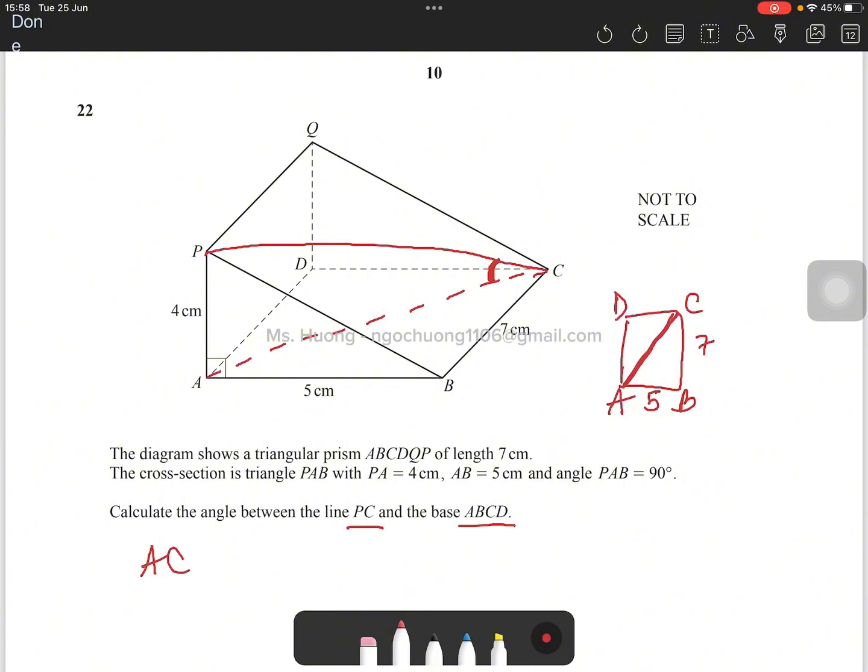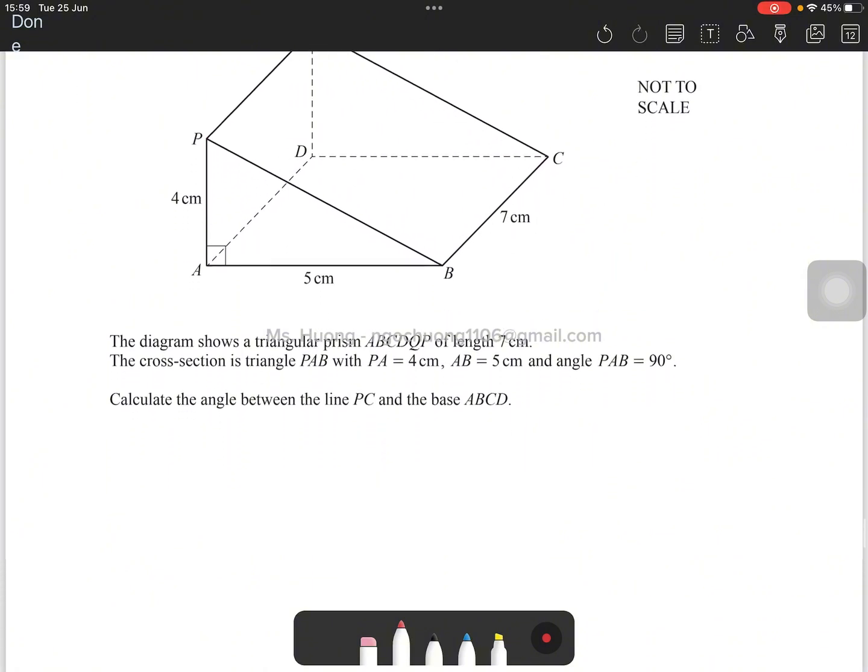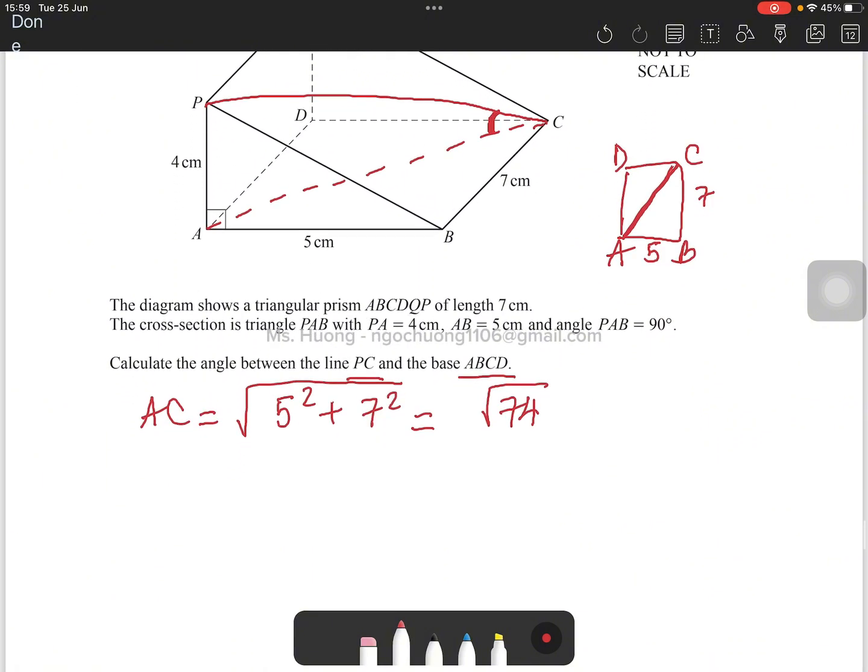AC is equal to the square root of 5 squared plus 7 squared, which equals the square root of 74. And now in the triangle PAC, we may use SOHCAHTOA to find the angle PCA. AC is adjacent and PA is opposite, so we may use TOA.